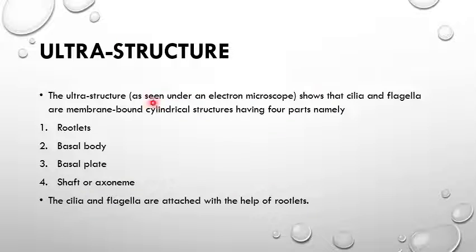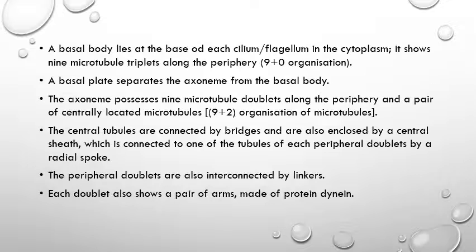The ultrastructure, meaning seen under the electron microscope, shows that cilia and flagella are membrane-bound cylindrical structures having four parts: rootlet, basal body, basal plate, and shaft or axoneme. Cilia and flagella are attached with the help of rootlets, and when we see the transverse section of the axoneme or the shaft, it looks like this.